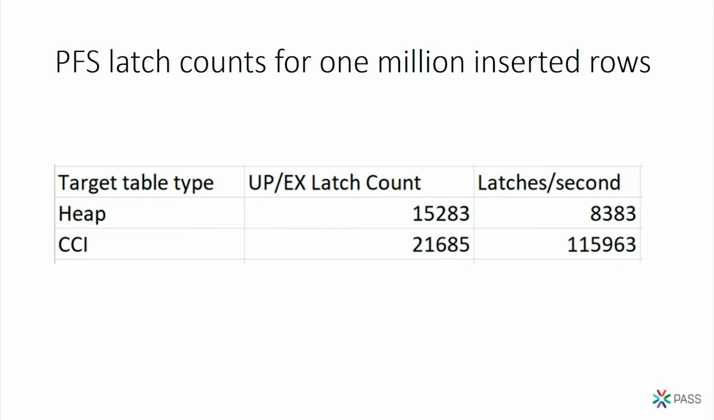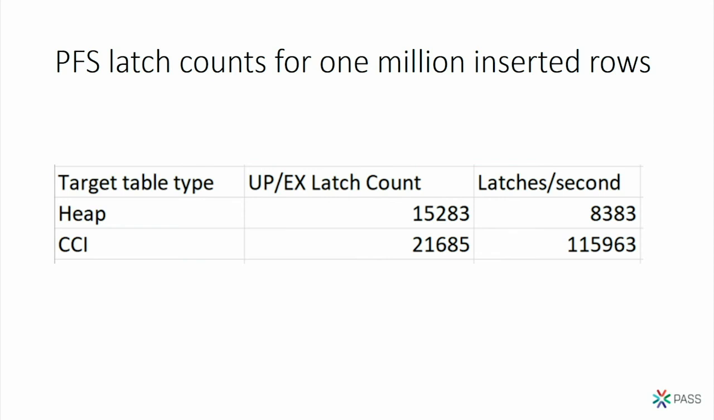The columnstore takes about 40% more latches or so. But the columnstore insert is much faster. I'm almost at 116,000 exclusive or update latches per second. And if you've got 112 sessions all running at maximum scalability, it's about 12 million exclusive and update latches per second. Latch acquires are fast, but they're not that fast. That is what causes this contention.